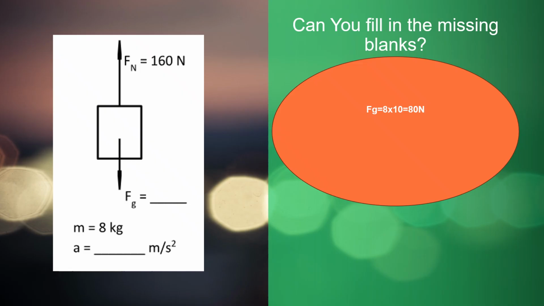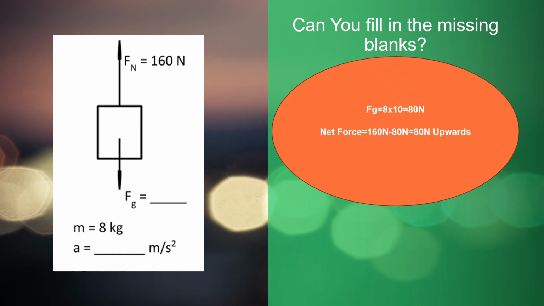That being said, we can go ahead and figure out the net force acting on this object, because it seems like we only have an upward and a downward force. 160 minus 80 gives us a net force of 80 newtons upwards. This means that this object is being pulled upwards, and it could be an elevator.